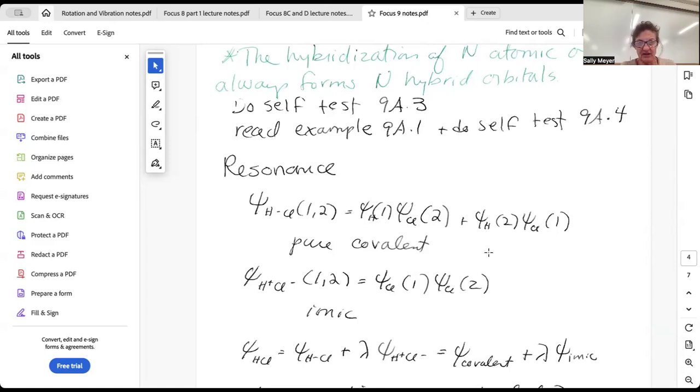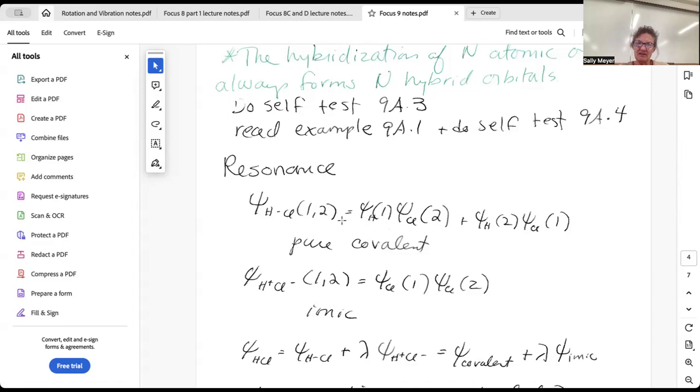So if we want to think about the bonding in HCl, we have to describe the wave function as a function of the coordinates of both electrons that are in that bond. And so if it's purely covalent, you would have the electron number 1 on the hydrogen, electron number 2 on the chlorine, and then electron number 2 on the hydrogen, electron number 1 on the chlorine. So this would be your orbital approximation.